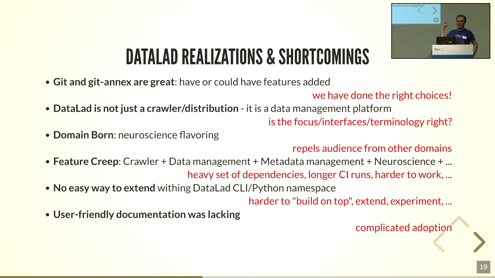Another problem was that DataLad was domain born, in a sense, it came from neuroscience. So we had lots of cruft in DataLad which was neuroscience specific. So altogether it became feature creep, right? We have a crawler, we have a data management platform, we have metadata management, we have all kinds of stuff in there, and it was hard to extend DataLad. It's just one monolithic project, right? And user-facing documentation was lacking. So that was our state in 2017, 2018-ish.